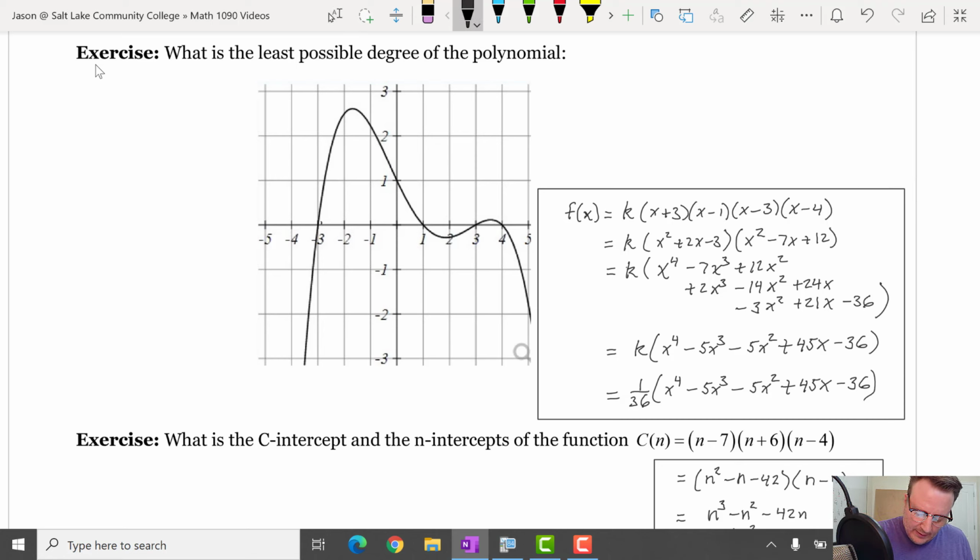I notice that there are 1, 2, 3, 4 zeros, and the thing about these zeros is that the graph crosses at each one of them. So that means the multiplicity of each zero is odd, and the smallest odd number is 1.